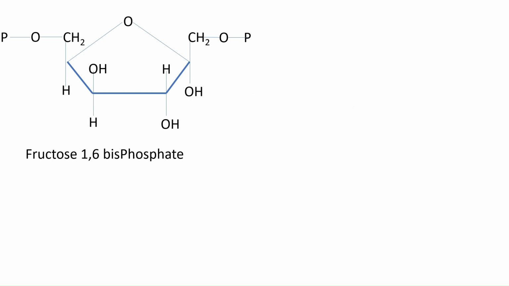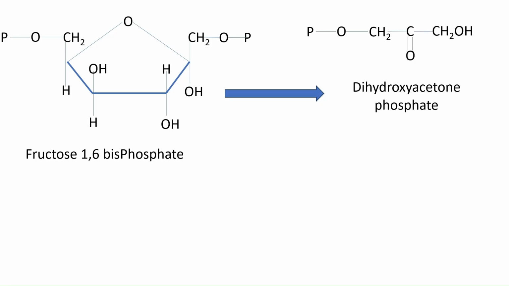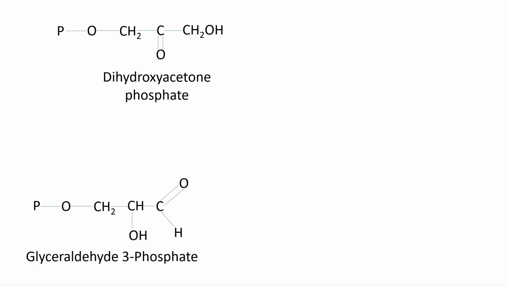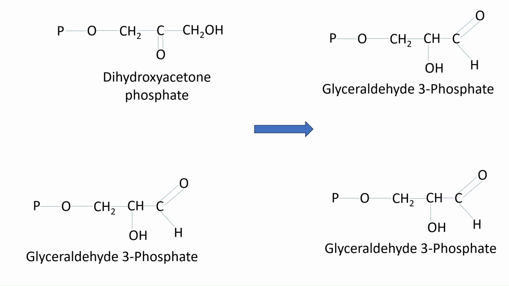Now, this fructose 1,6 bisphosphate is divided in two by the enzyme aldolase to give us a 2, 3 carbon product, which both contain a single phosphate group. The products are dihydroxyacetone phosphate and glyceraldehyde 3 phosphate. Now, out of these two, dihydroxyacetone phosphate is converted to the second molecule of glyceraldehyde 3 phosphate by enzyme triose phosphate isomerase, so that we have two molecules of glyceraldehyde 3 phosphate.